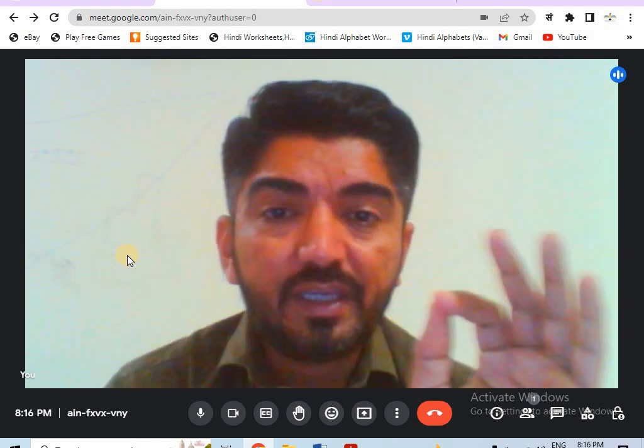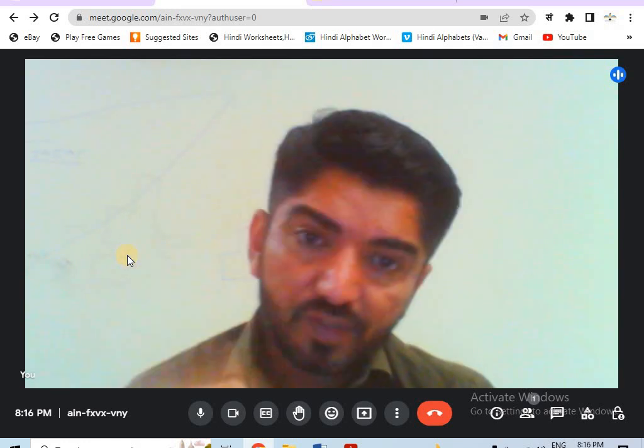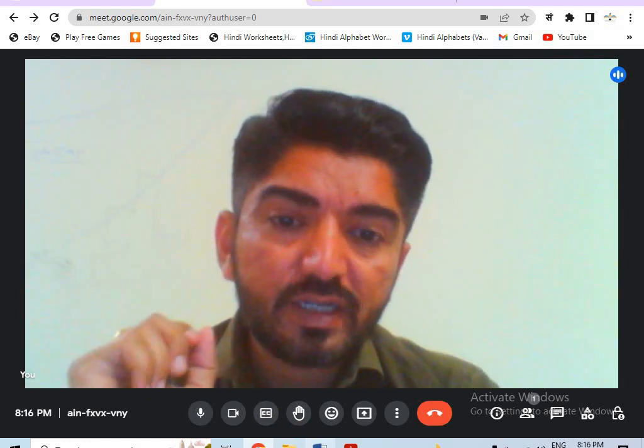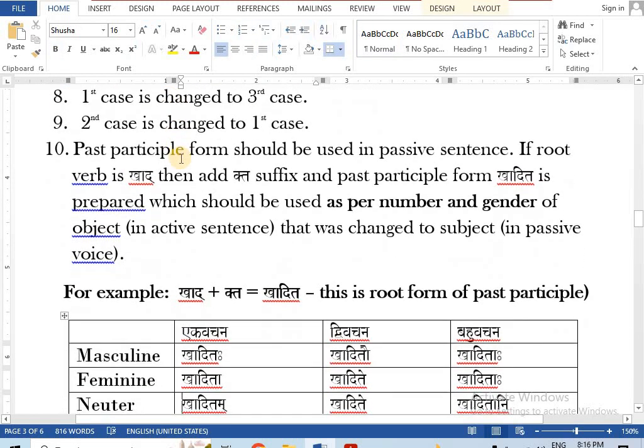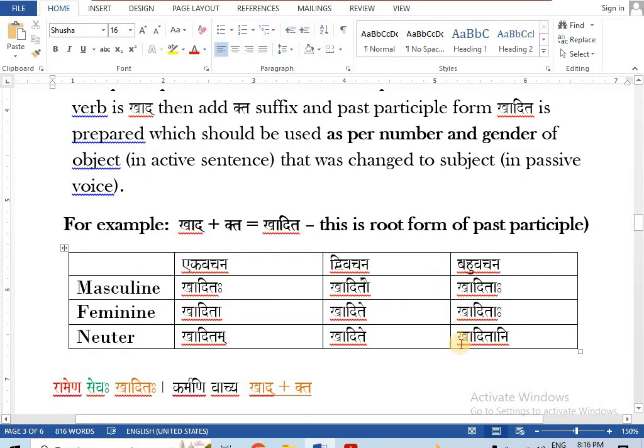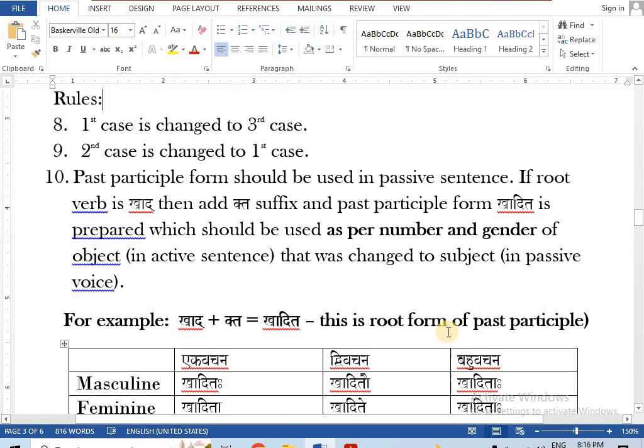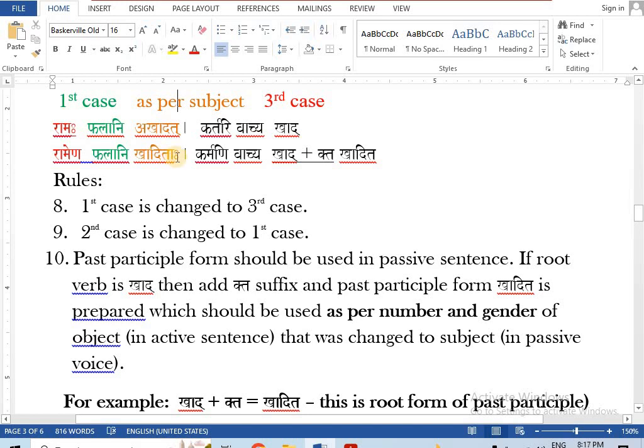So phalani, second case to first case, same. So that's why we wrote phalani, phalani. But now phalani is neuter and plural, so this will follow this phalani. So khaditaha cannot be written. Now you check neuter plural here. What is neuter plural? Khaditani. Now you will have to write khaditani there in the passive voice verb form. So here you need to write khaditani.